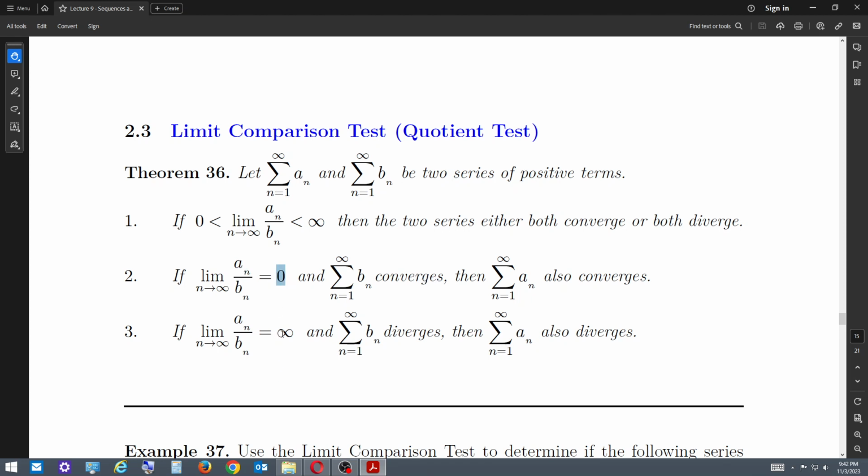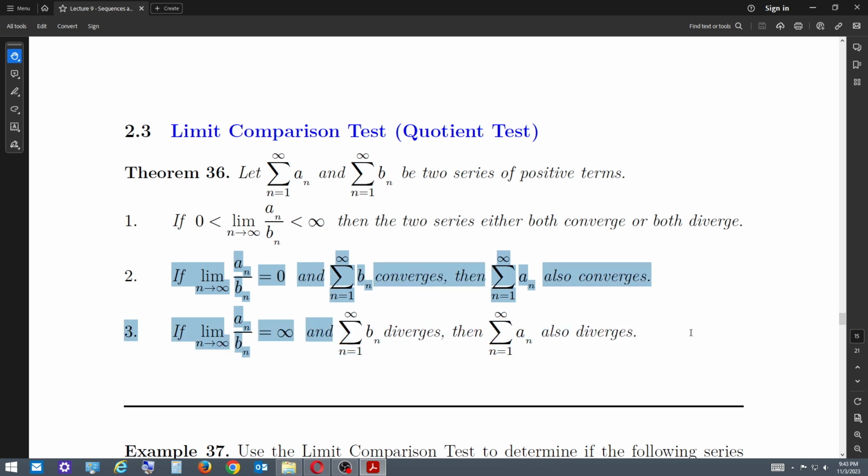If the limit is plus infinity and the sum of bn diverges, then the sum of an also has to diverge. Notice they both do the same thing regardless of which condition it is, but in these two cases you have to be careful with the limit values.